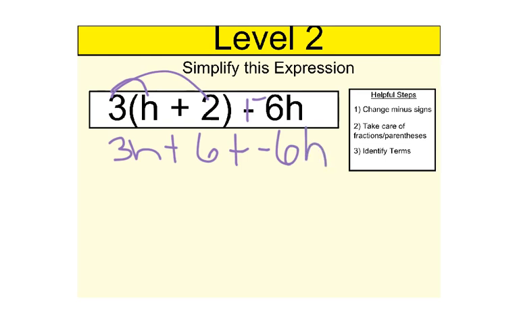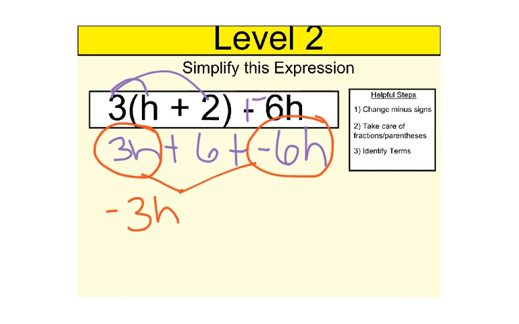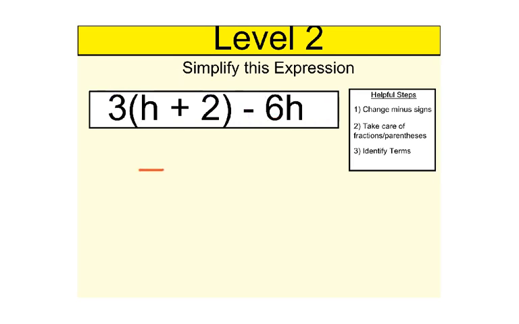Now I'm going to identify my terms, specifically my like terms. 3h, and then I have a negative 6h. If I combine 3h plus a negative 6h together, I am going to get negative 3h. Then I have that constant that's all by itself. There's nothing to combine with it, so it is plus 6. I can't combine an h and a 6 together, so I am good. So negative 3h plus 6. I'm going to write that on this page right here.